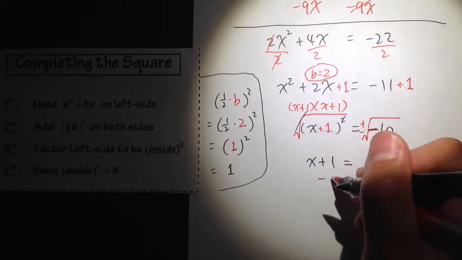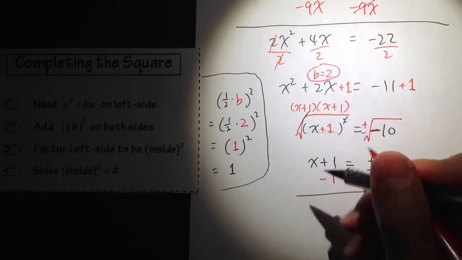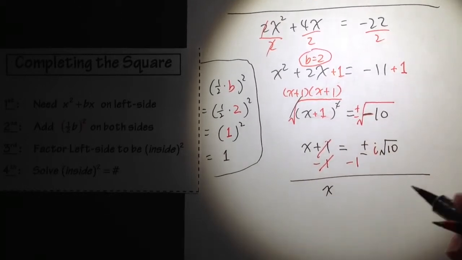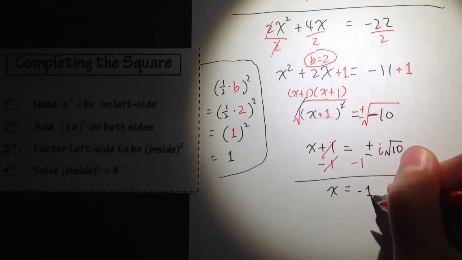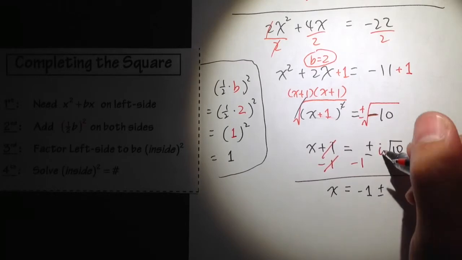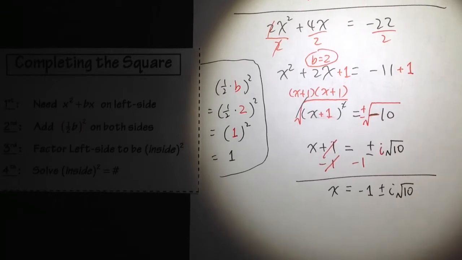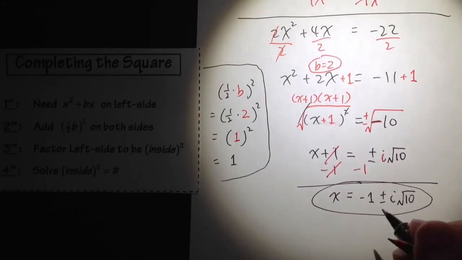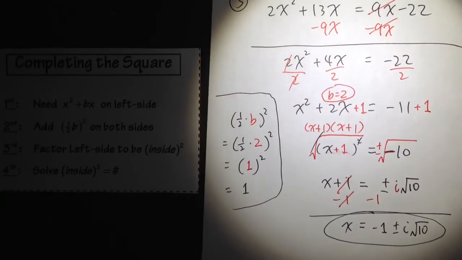I just need to minus 1 here, minus 1 here. This cancels. I get my answer, x, equal to negative 1 plus or minus i times square root of 10. So in our case right here, we end up with a complex number for the answer. Okay?